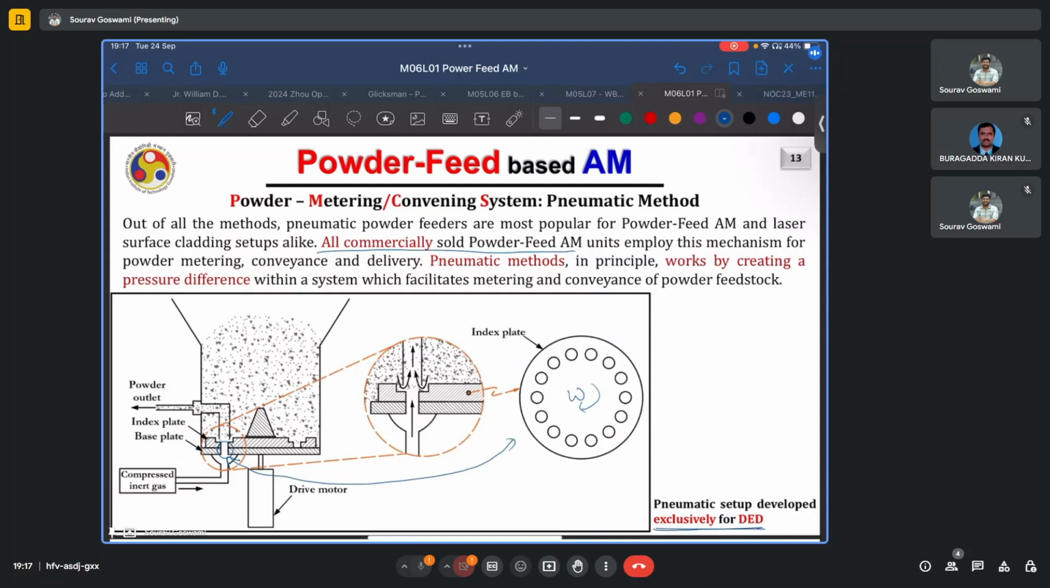All pneumatic methods in principle work by creating a pressure difference. So either you can have, like in this case, a compressed inert gas and atmospheric pressure, or you may have atmospheric pressure and a vacuum, depending on the system.